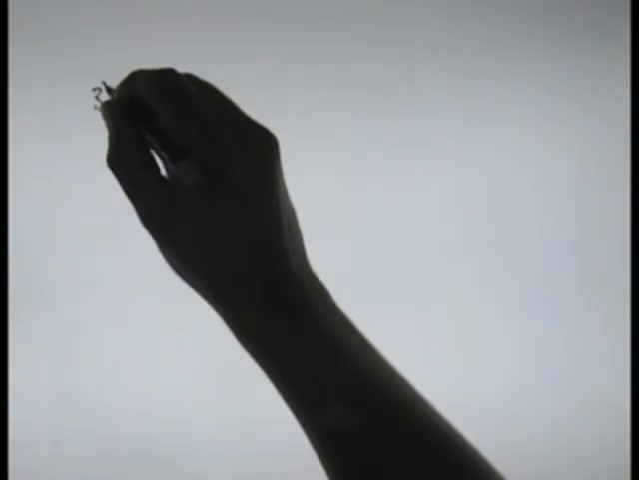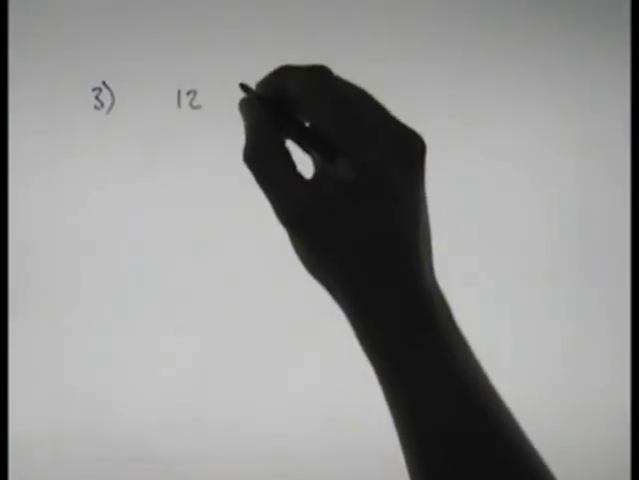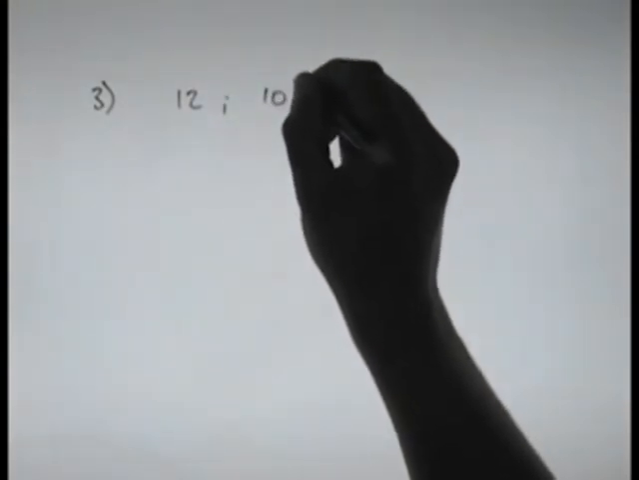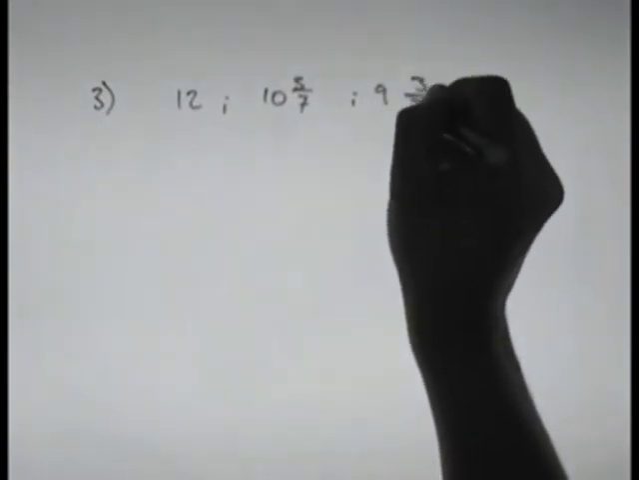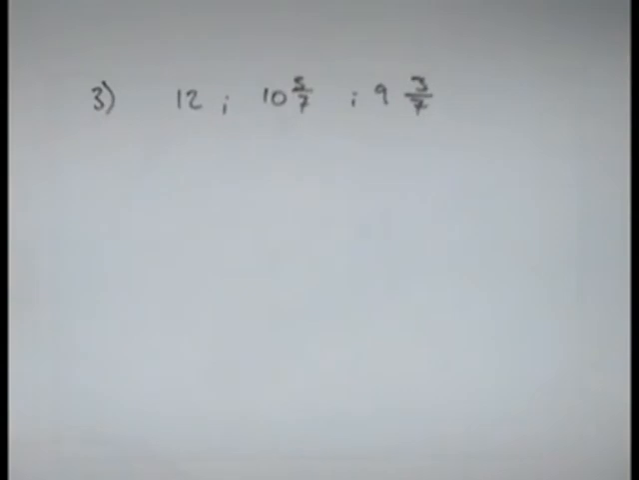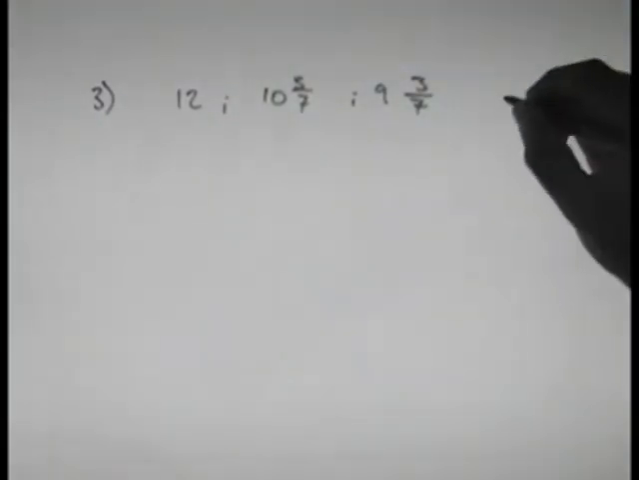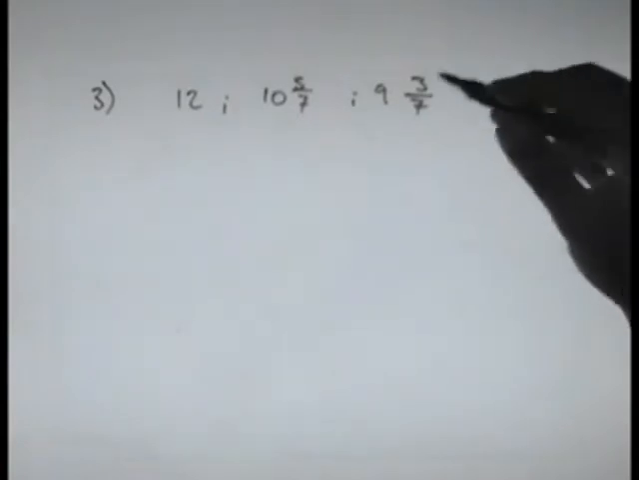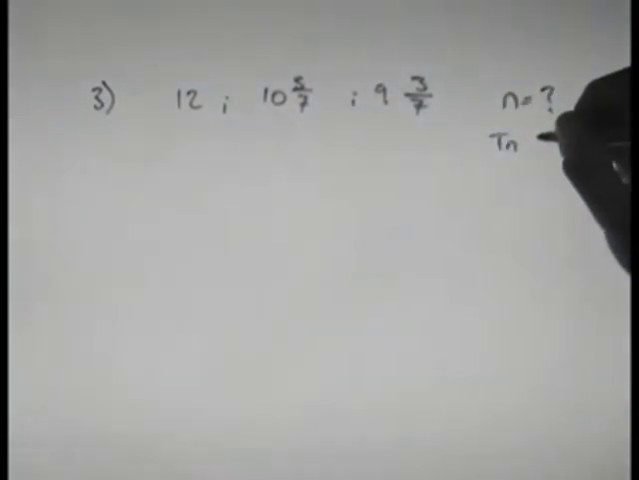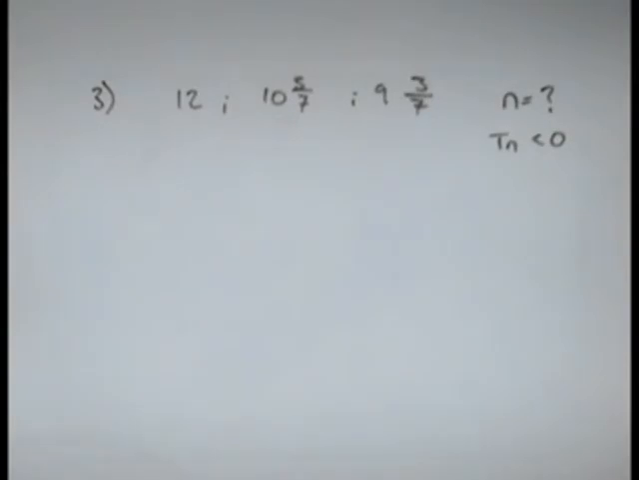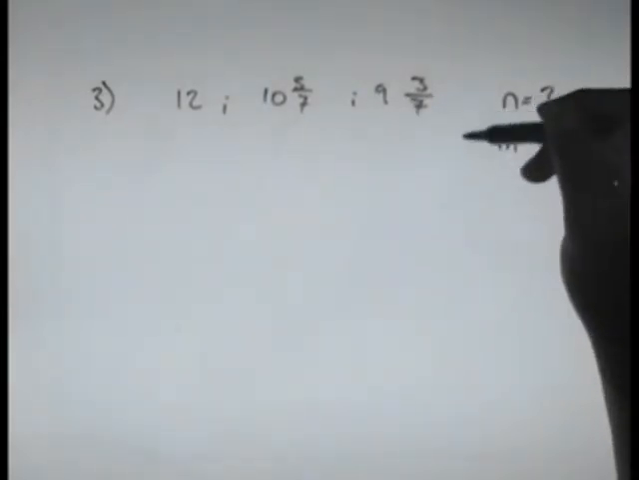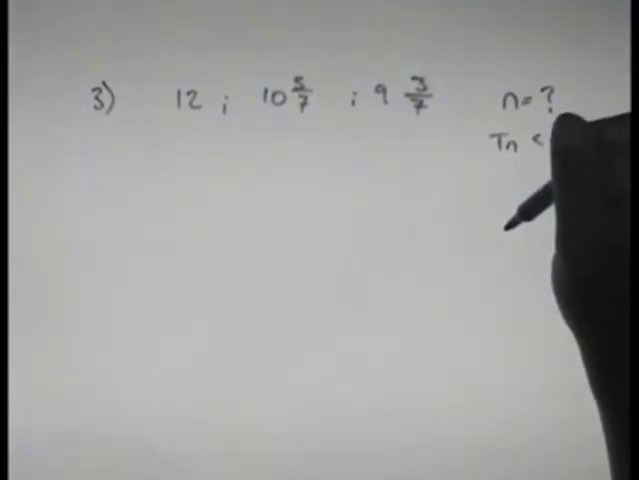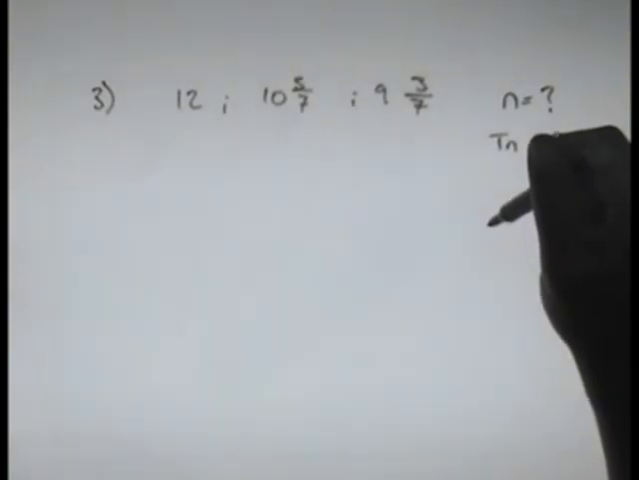Number 3 says which term in the series 12, 10 and 5 over 7, 9 and 3 over 7 will be the first negative number. So we are looking for an n value. We are looking for when Tn is the first negative number, so when Tn is less than 0. Now firstly, is this arithmetic or geometric? Initially, most of you would be inclined to say geometric. But let's look at this.